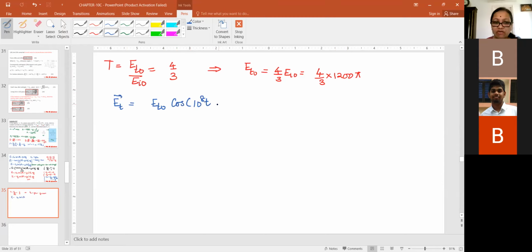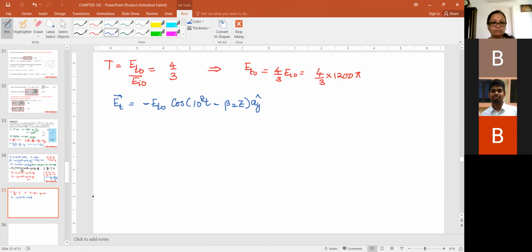Next, what should I write here? It is getting transmitted to the second medium, and it is going to move in the positive z direction. So what should I put? Minus beta 2 z. Very good. Minus beta 2 z. And what do I write here? Polarization will not change. Therefore, it has to be minus a y.